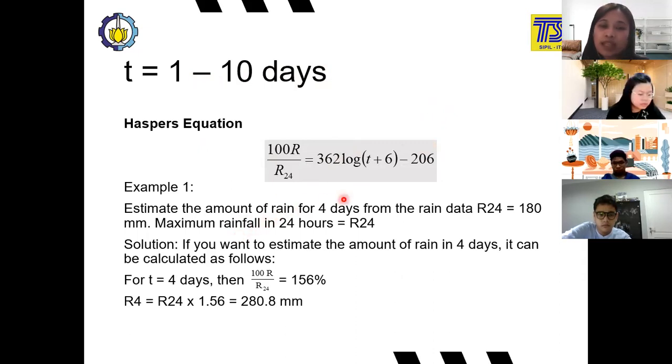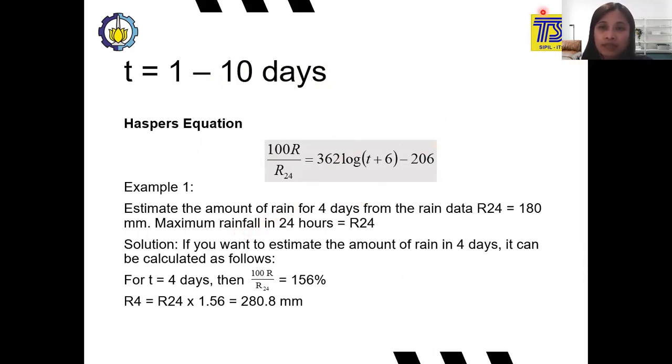So we can estimate, for example, here, example 1, the amount of rain for 4 days. This one is the maximum rainfall in 24 hours. So you have to estimate the amount of the rain for 4 days if the maximum rainfall in 24 hours is equal to 180 millimeters. Here you can use Hesper's equation because it can be used for 1 to 10 days.